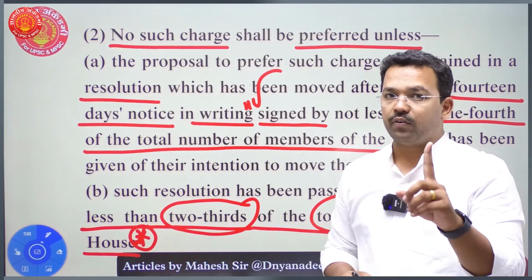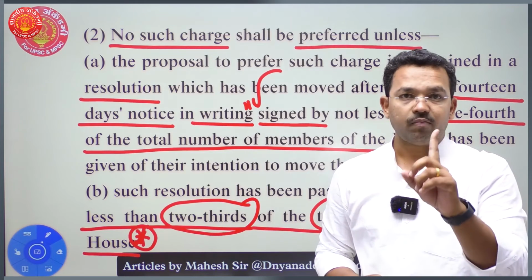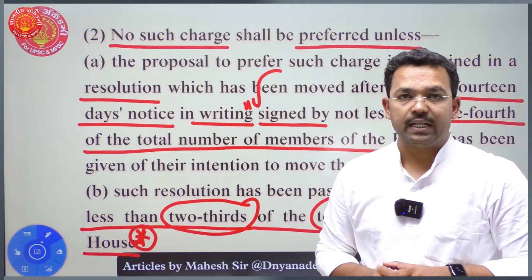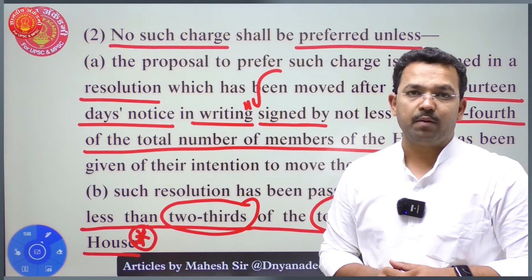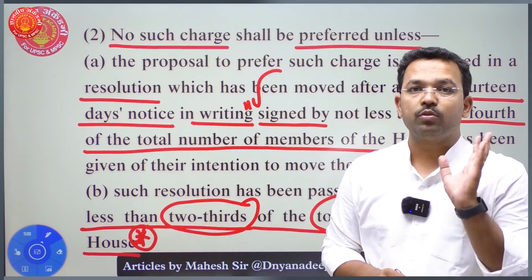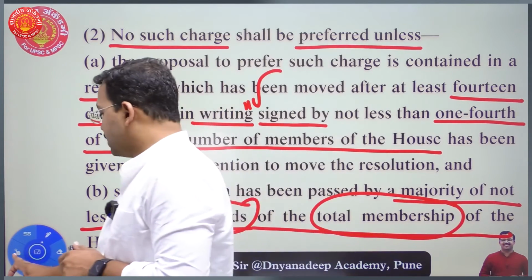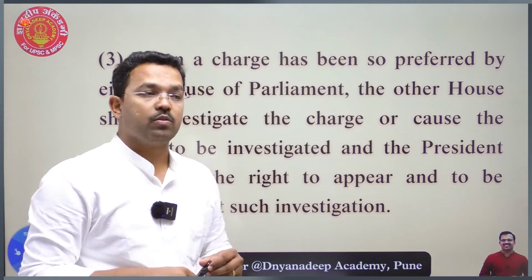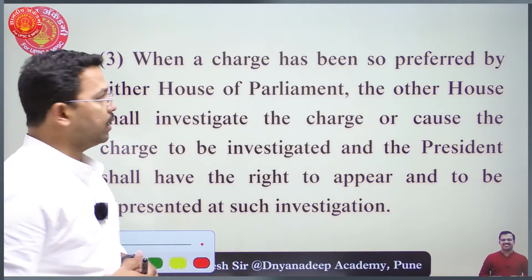So what is the function of the first house? The first house will frame the charges. While framing the charges, the first house will send a 14 days notice to the President of India. This notice must be signed by at least 1/4 of the total members of the house which has framed the charges. Then once it is passed by more than two-thirds of total members of the house, it goes to the second house. Then what is the work of the second house?